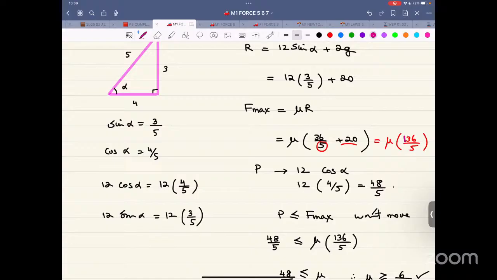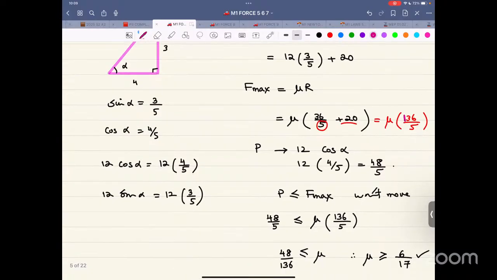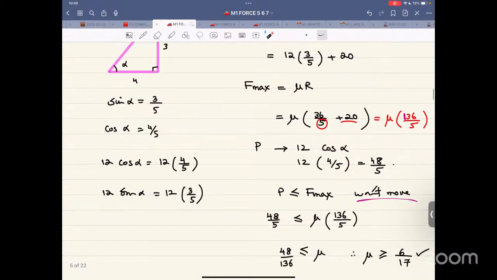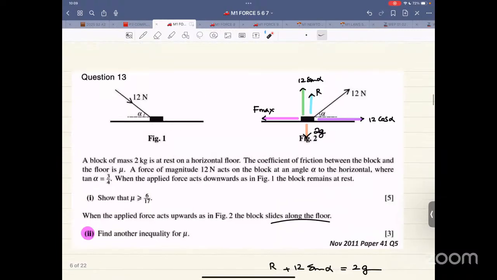We also have alpha. Now if it's not moving, what does it mean? It means the applied force is either less than or equal to F max. That's the concept of limiting equilibrium. And that gives me this thing. That's the first thing.